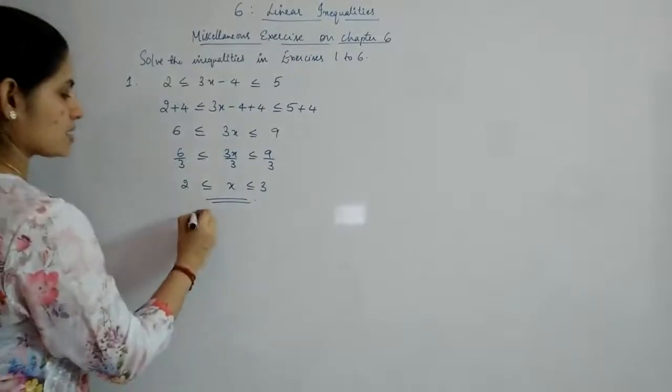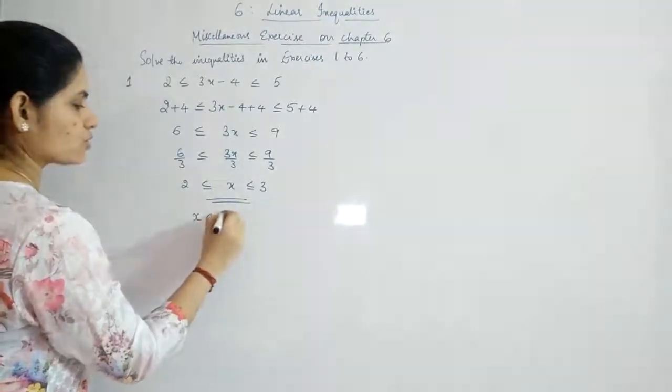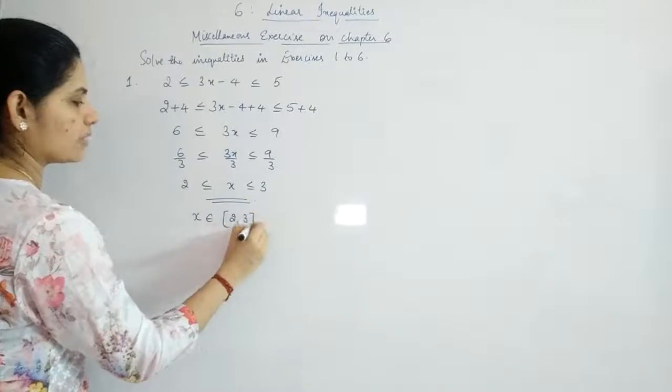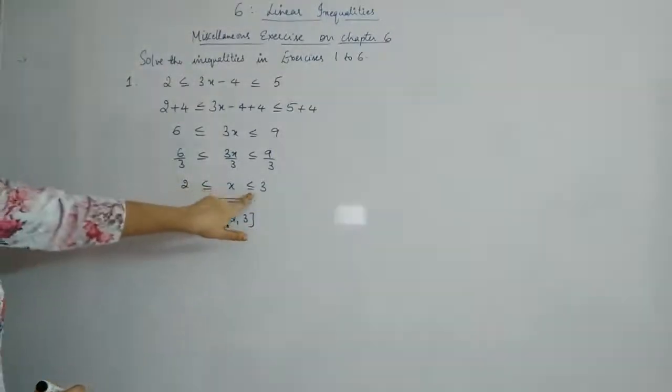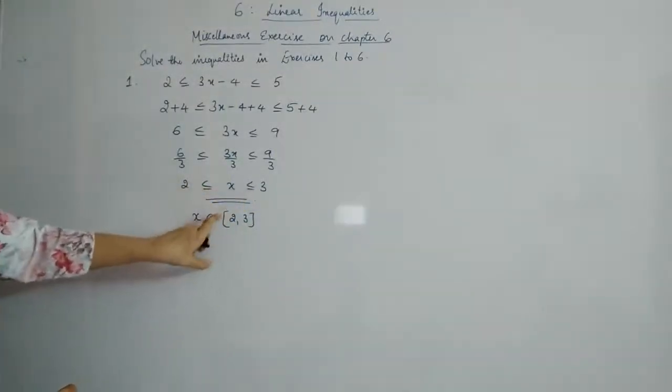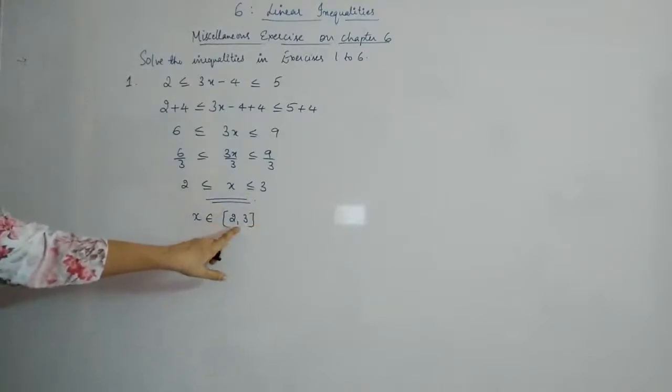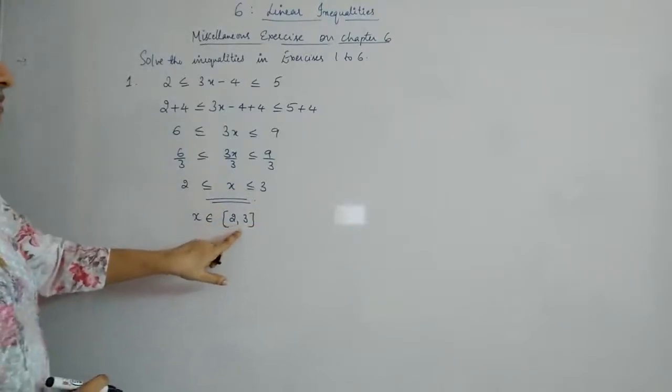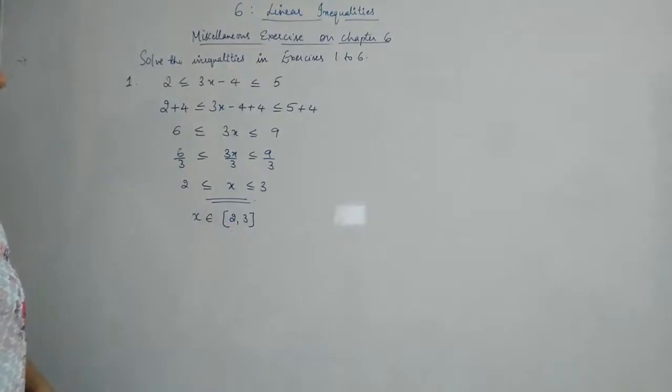Or you can just represent this as x belongs to closed interval 2, 3. That means if you have equal to sign in the inequality both the sides, then this will be closed. That means x can be any value lying between 2 and 3 as well as 2 and 3. Okay.